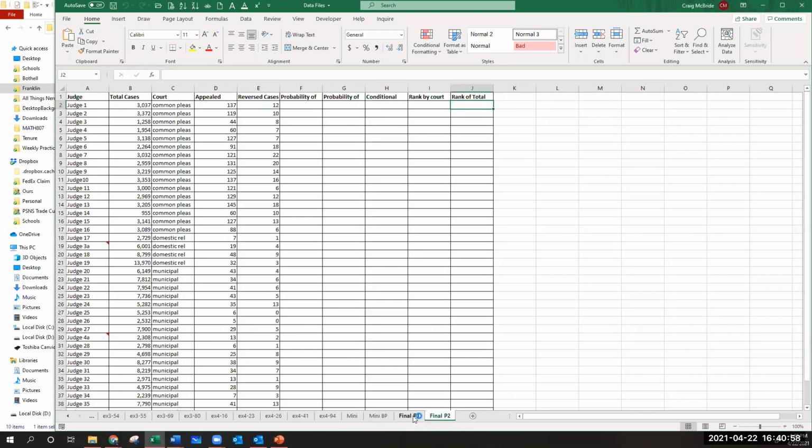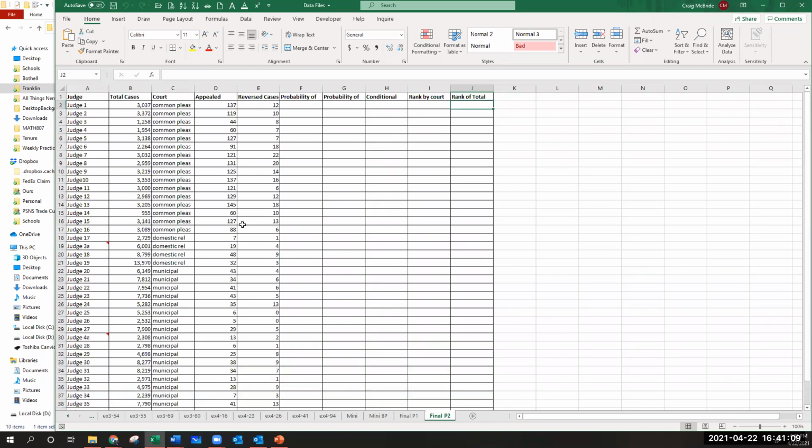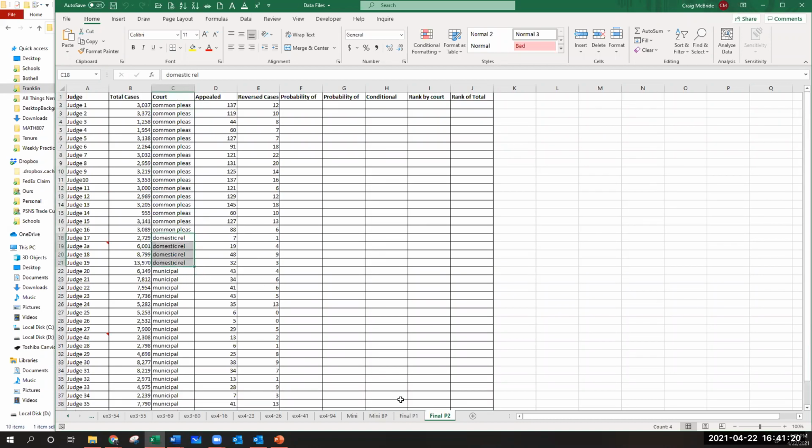So final part two. Okay, so here's the data that you have for this part. And you have three different courts. This is not broken up into three different courts. You'll see that there's common pleas is one court, and then domestic relations, and then municipal. The way you're going to see your data is it's going to be in three different tabs. So tab one is going to be the common pleas court, and it's going to list all these judges. And then below the judges, it's going to have a total. So it's going to have total number of cases seen, total number of appeals, total number of reversals.